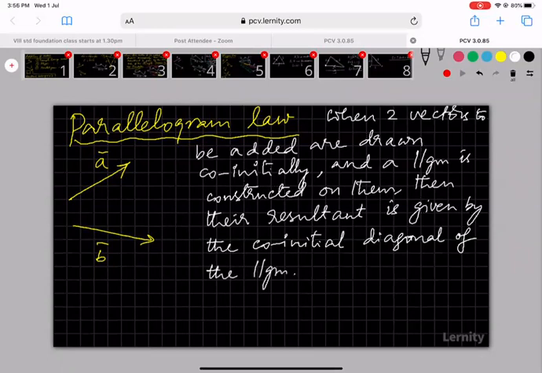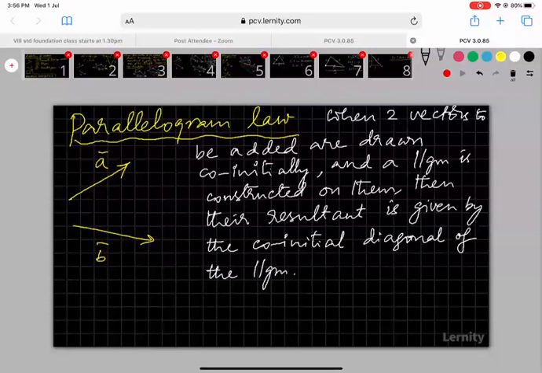When you are given two adjacent sides, you should be able to draw a parallelogram on those two sides. So when you draw the parallelogram, that parallelogram will have two diagonals, right? One of those diagonals will be co-initial with the given two vectors. That diagonal is the resultant. What does this mean?